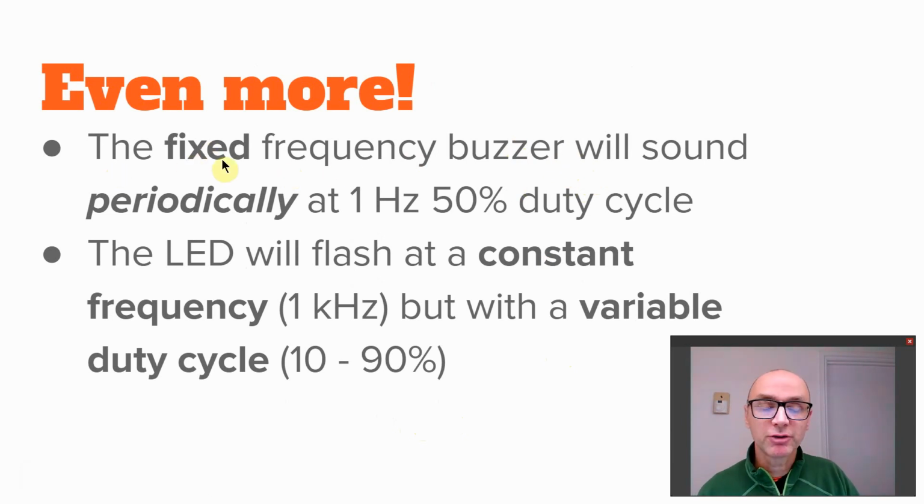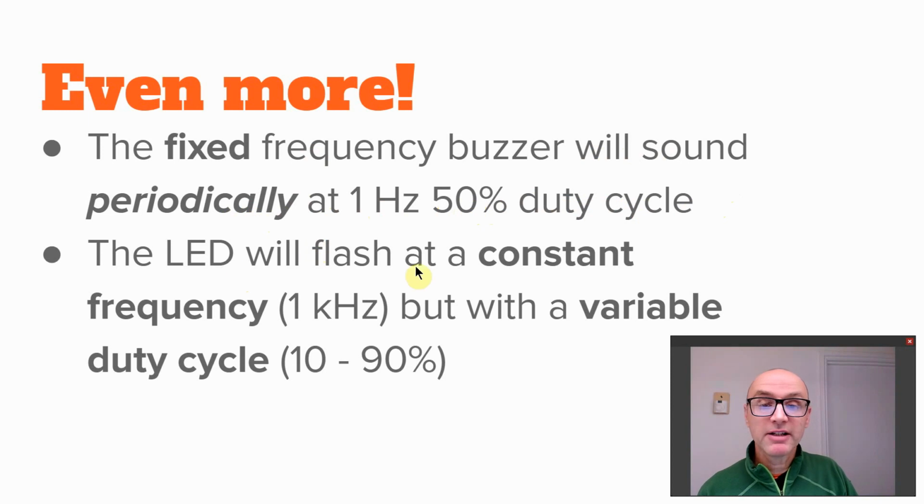So a specification point that would be good would be to say the fixed frequency buzzer will sound periodically, that means not all the time, and then specify a frequency and specify the duty cycle if you wanted. If you don't specify the duty cycle, I think it would generally be taken for granted that it's going to be 50%, like 50% of the time it will be on, 50% off.